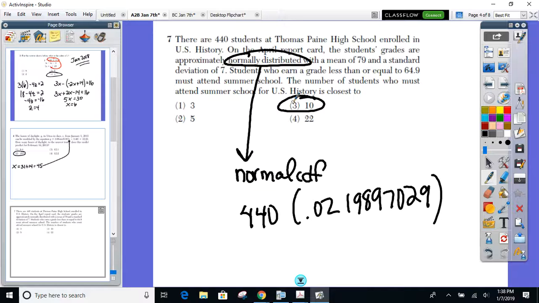If this is a non-multiple choice question, remember the work you show is normalcdf, -1 E 99, 64.9, 79, 7. Okay? That's the work you show if it's not multiple choice. Questions from you guys?